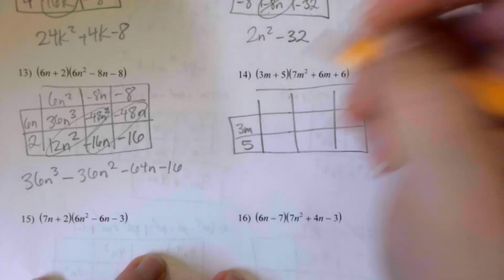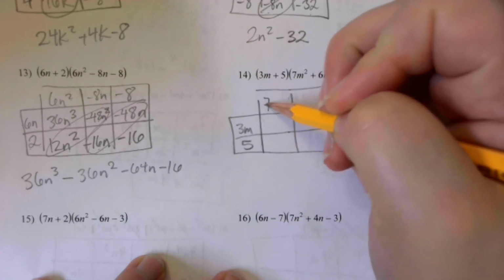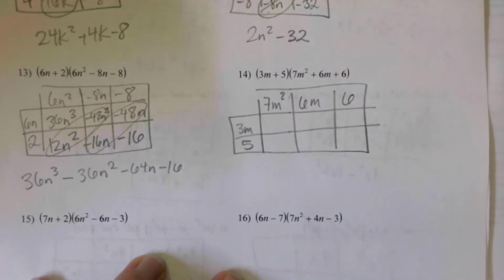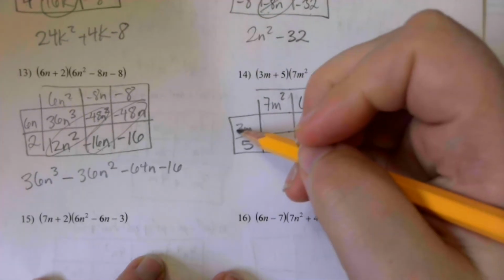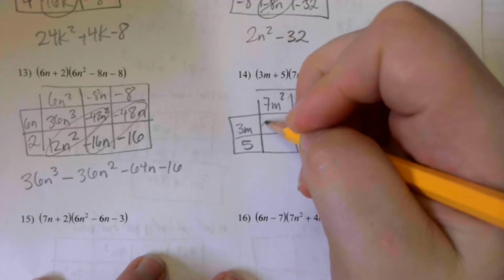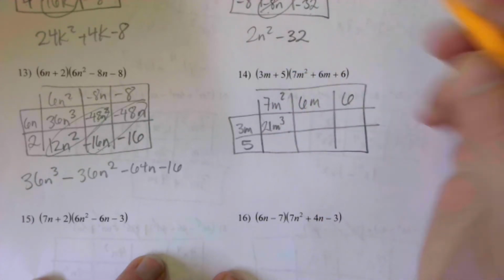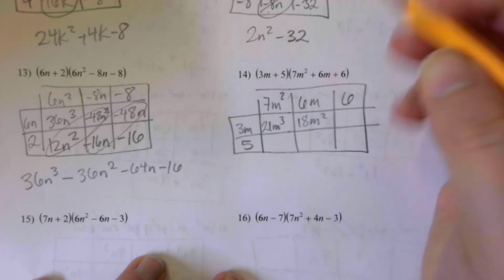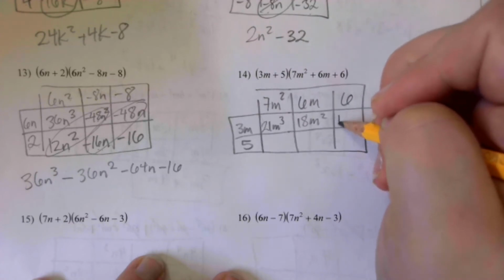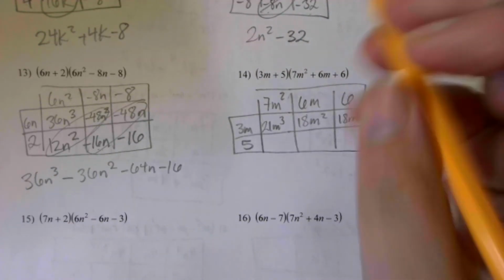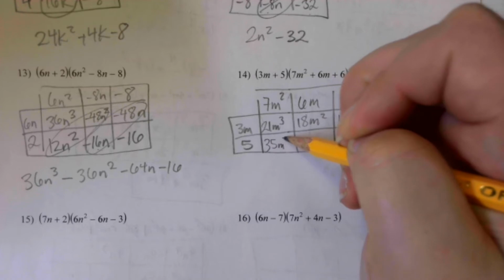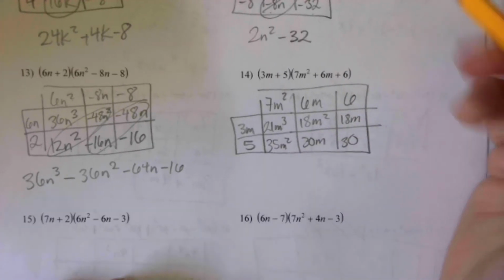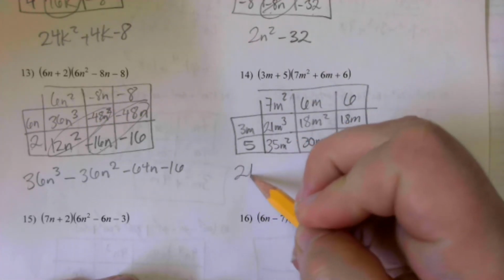3m, 5, 7m squared, 6m, and 6. 3 times 7, 21m cubed. 3 times 6, 18m squared. 3 times 6, 18m. 35m squared, 30m, 30. Then we're going to combine like terms.